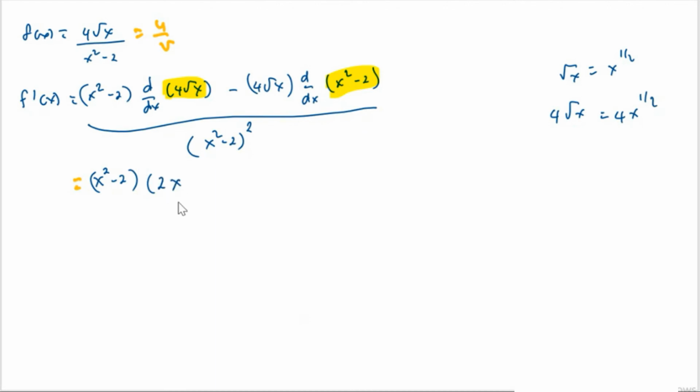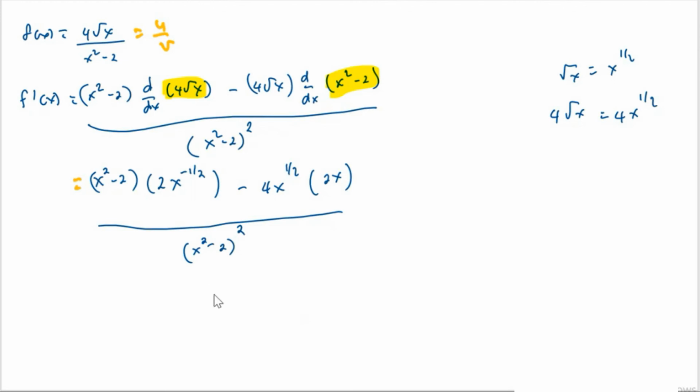So we have 2x raised to 1/2 minus 1, which is equal to negative 1/2. Minus, I can write now 4x raised to 1/2 instead of 4 square root of x, times the derivative of x squared minus 2, which is equal to 2x, all over, we just copy the denominator. Do not expand that one yet. So we can just write here x squared minus 2. The quantity of this will be raised to the power of 2.